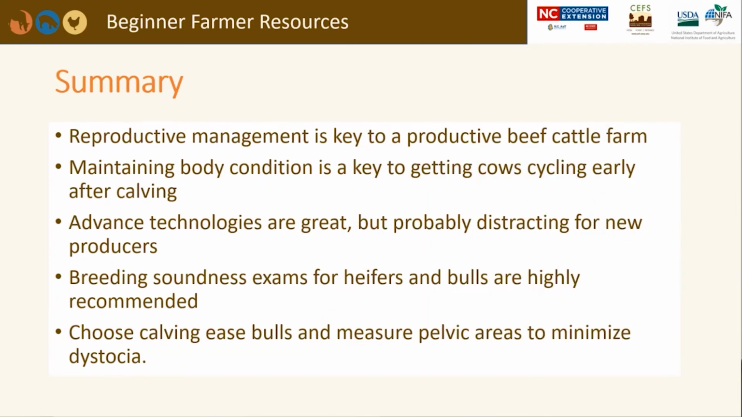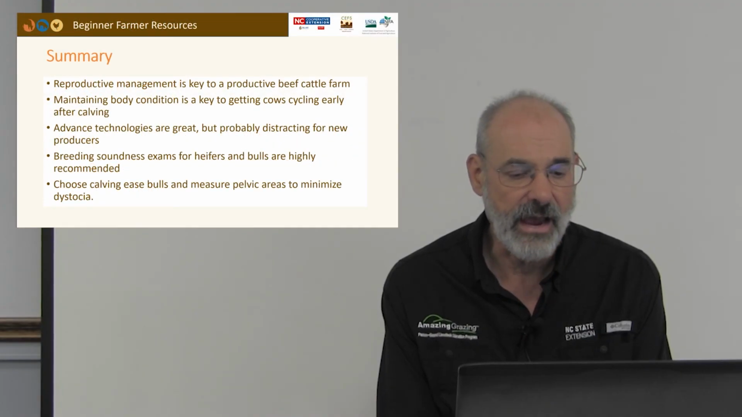So in summary, I've given you a very brief introduction to beef cattle reproductive management, and it is key to a productive beef cattle farm. Maintaining body condition is the number one management practice for getting cows cycling early after calving, and we need to focus on that and learn that for many reasons on our farm. Advanced technologies are great for reproduction. We have a lot of good ones out there, but they're probably somewhat distracting for new producers. So my general recommendation is to wait a year or two after you get into the business before even considering using any kind of advanced technology.